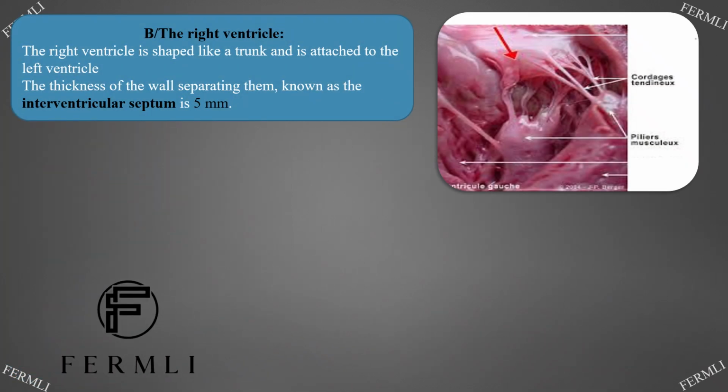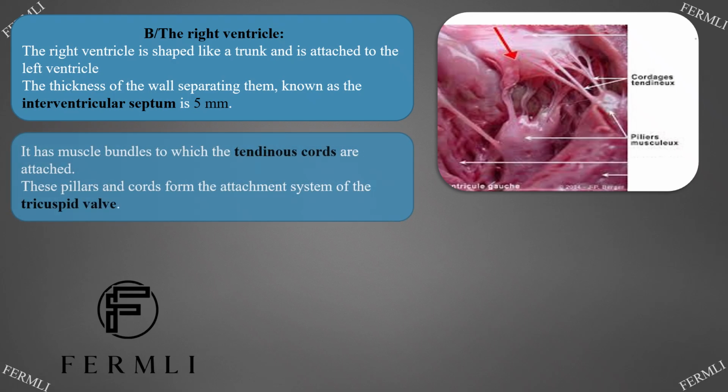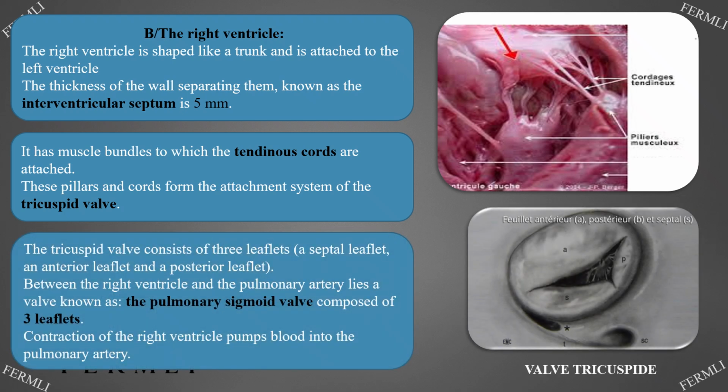B. The right ventricle. The right ventricle is shaped like a trunk and is attached to the left ventricle. The thickness of the wall separating them, known as the interventricular septum, is 5 mm. It has muscle bundles to which the tendinous cords are attached. These pillars and cords form the attachment system of the tricuspid valve. The tricuspid valve consists of 3 leaflets: a septal leaflet, an anterior leaflet, and a posterior leaflet.